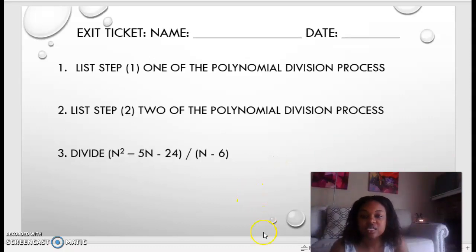Lastly, the exit ticket. This exit ticket you're going to do on your own sheet of paper. You're going to take a picture of it showing all your work, and you're going to email it to me or send it to me via the Google Classroom assignment.